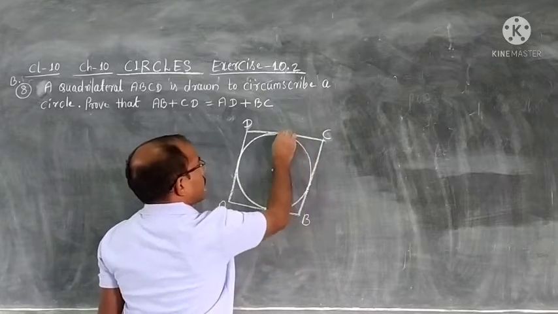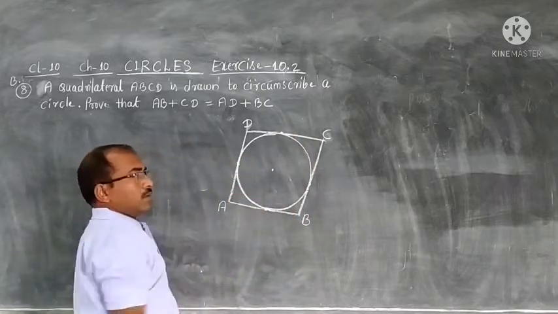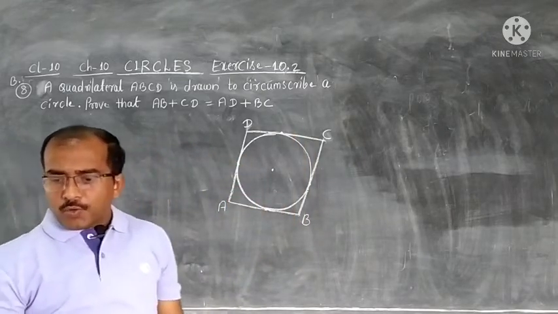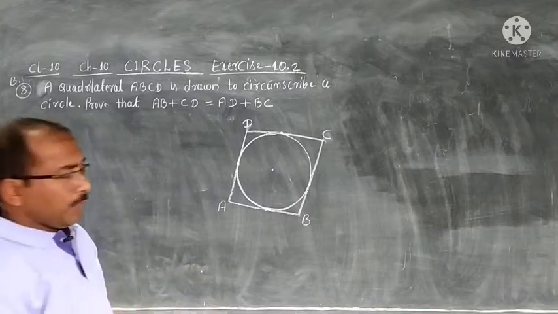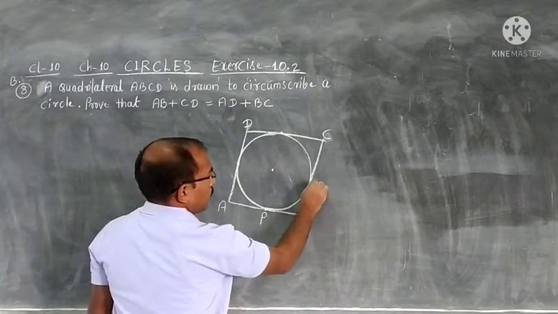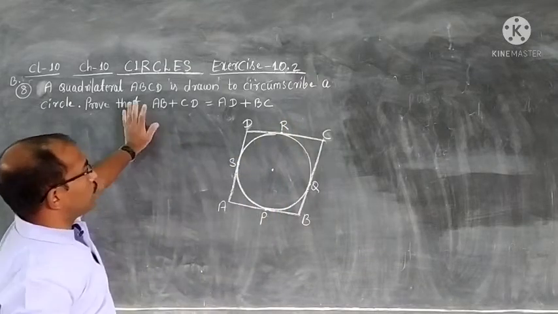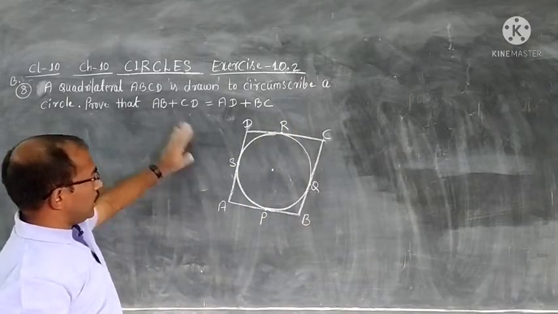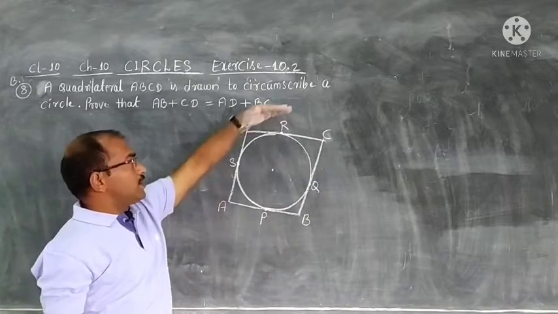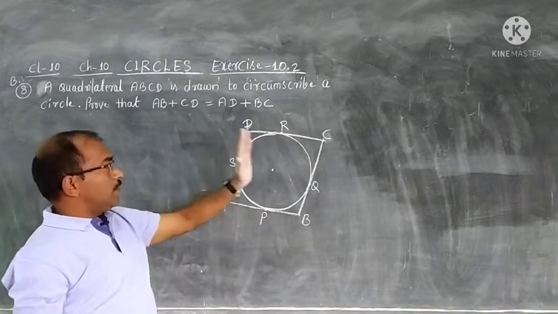These are the points of contact. The points of contact are shown here: P, Q, R and S. What we have to prove? AB side is this, plus CD is equal to AD plus BC.